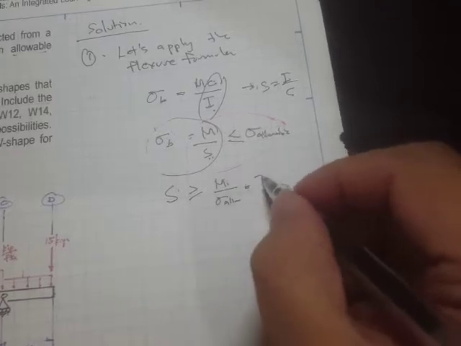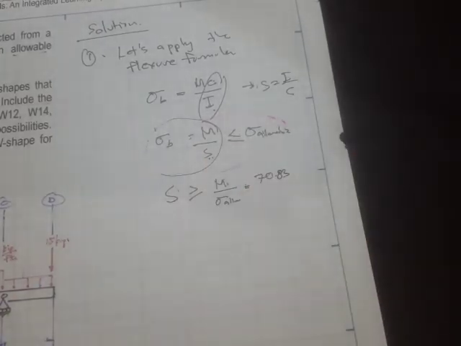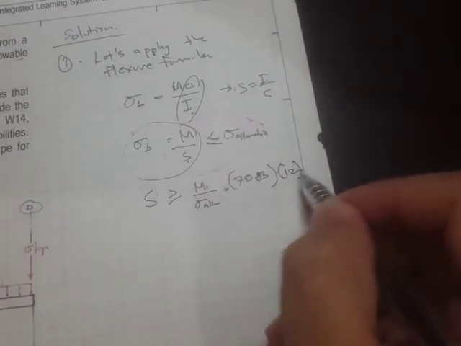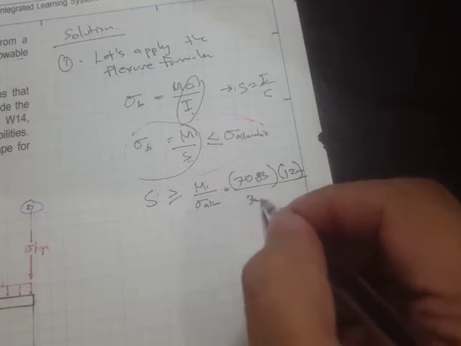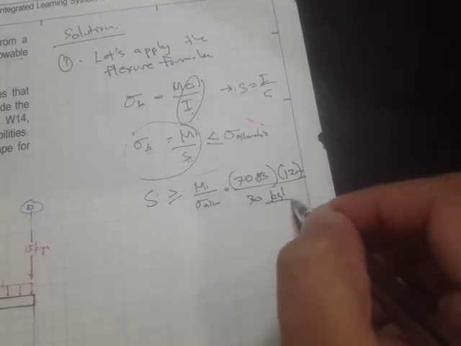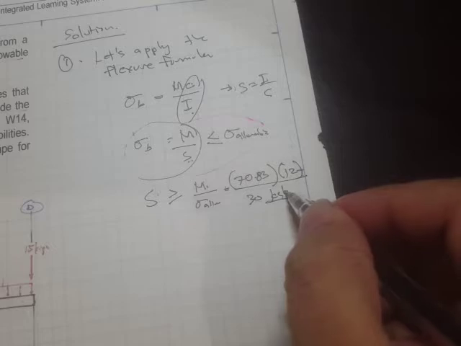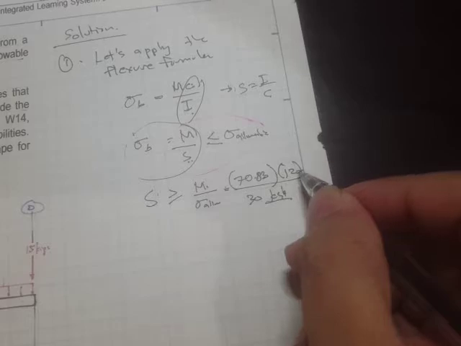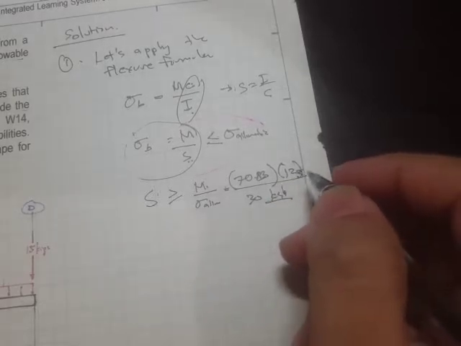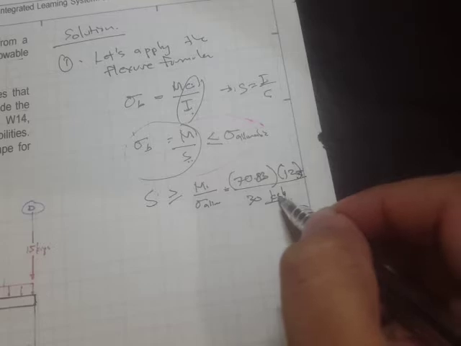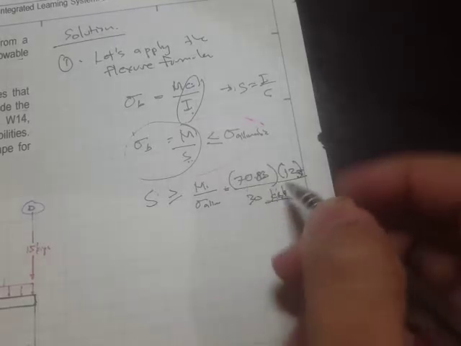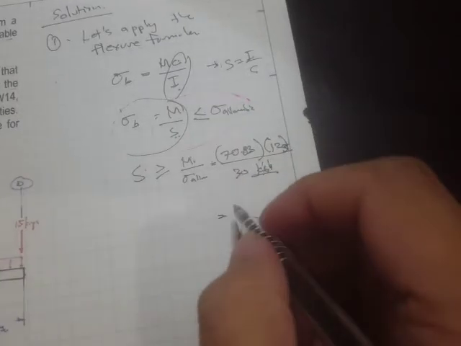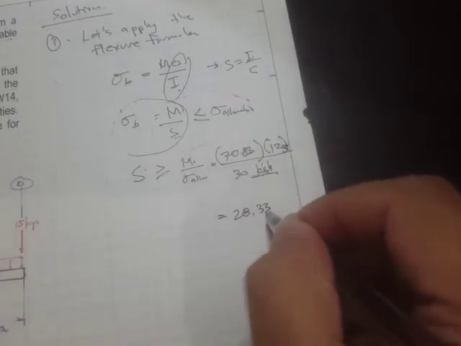So this one is equal to the moment, 70.83 kip-foot, and we are going to convert this to inch. So this must be multiplied by 12, divided by 30 ksi, because this is the allowable. Take note, this is in inches, so that's why we need to convert the foot to inch. And this is in kips already, so that's fine. What we get here is a value of 28.33 inch cubed.